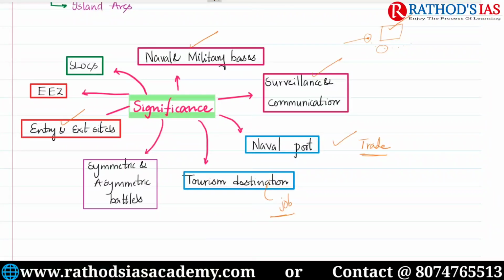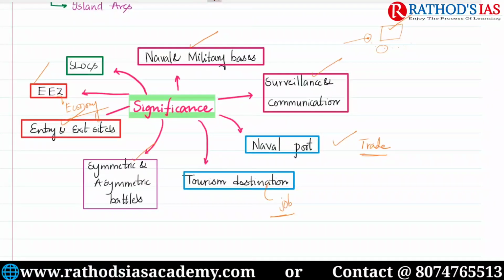And the next one is, whenever there is any symmetric or asymmetric battle happening with any country, we can launch missiles from there. So because of this, we can use these islands as launch platforms. And the next one is that these islands provide exclusive economic zones. They provide huge exclusive economic zones with natural resource reserves as well. That exclusive economic zone will be helpful for the development of the economy of that country, or the growth of the country. So they contribute to the growth of the country.